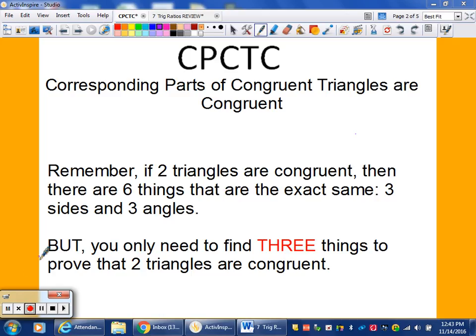Okay, so today we're going to be learning about CPCTC: corresponding parts of congruent triangles are congruent. Remember, guys, if two triangles are congruent, then there are 6 things that are the exact same: 3 sides and 3 angles. But you only need to find 3 things to prove that 2 triangles are congruent.